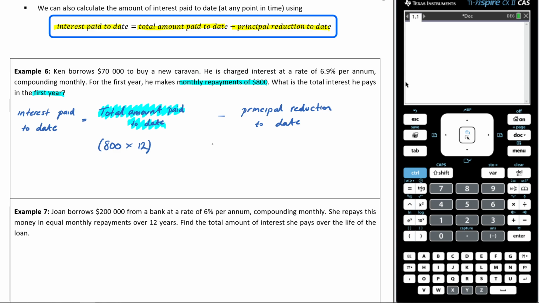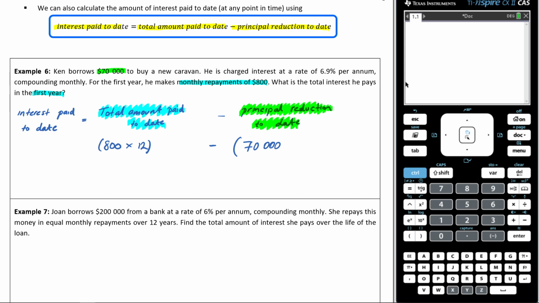The next thing I need to do, and this is where it's going to be a little bit more tricky, but that's okay, is figure out the principal reduction to date. So how much has my principal reduced by? I'm going to have to open up my brackets and say, well, what is my principal initially? My principal initially is 70 grand. So that's my principal amount. How much have I reduced it by after the first year?